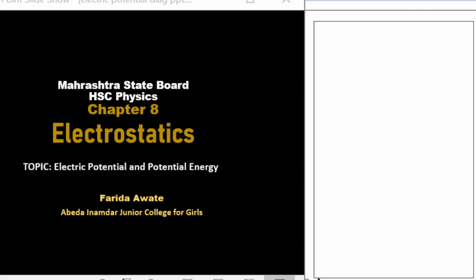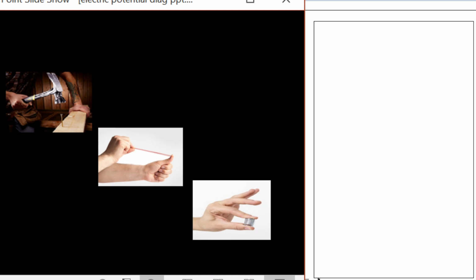To understand this, we will see some simple examples with the help of which we can understand what is potential energy. Now in the first figure, we can see the hammer held in the hand at some height. In the next diagram, you can see the rubber band is stretched. And in the third figure, you can see the spring is compressed.